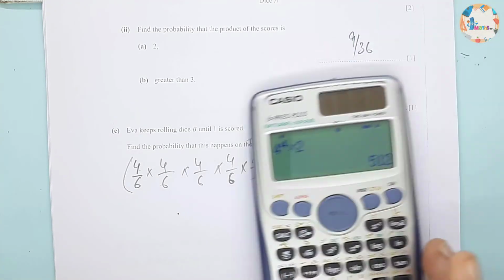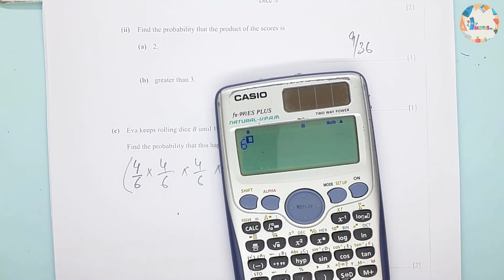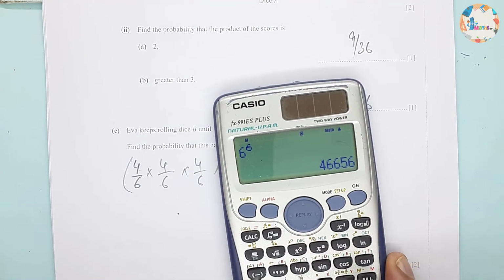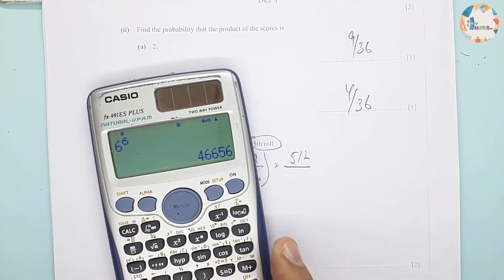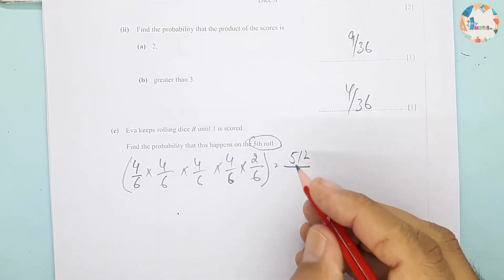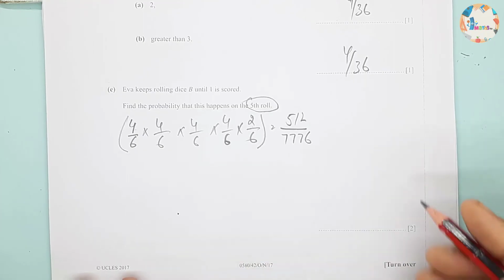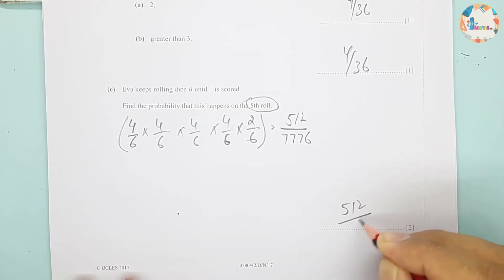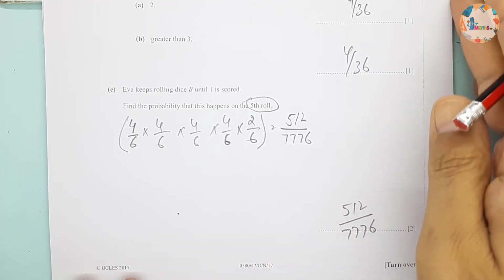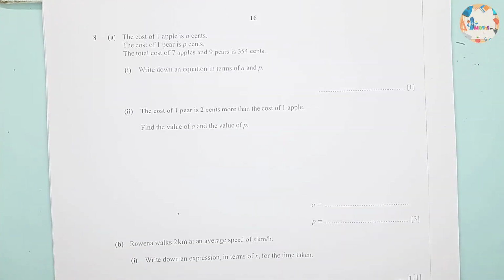512 over 6 raised to the power 6. 6 raised to the power 6 will be equal to, basically this 6 raised to the power 5, not 6. So this one will be equal to 776. So we can write here 776. This will be our answer. 512 over 776 will be our answer. Hopefully you got this as well.